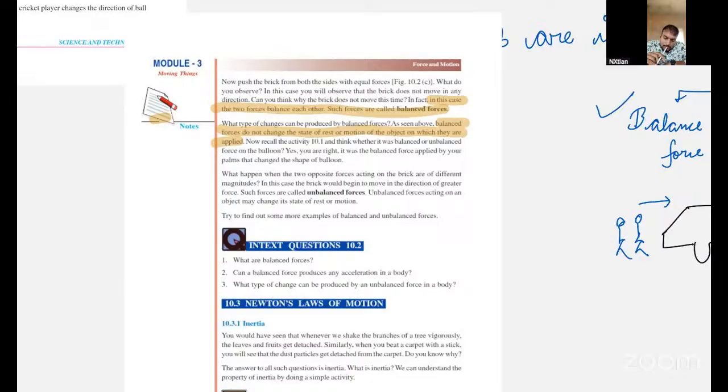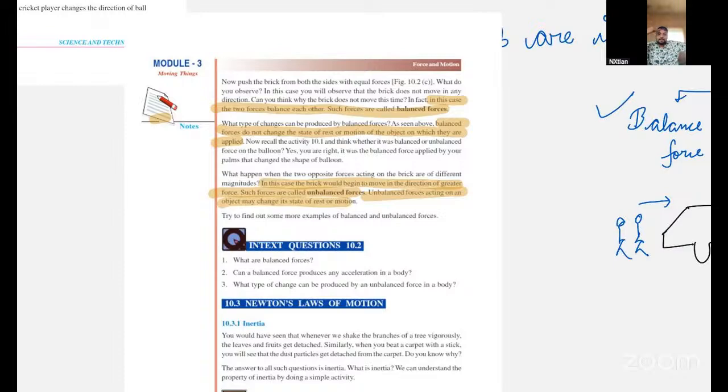Yes, you are right. It was the balanced force applied by your pump that changed the shape of the balloon. What happens when the two opposite forces acting on the brick are of different magnitudes? In this case, the brick will begin to move in the direction of the greater force. Such forces are called unbalanced forces. Unbalanced forces acting on an object may change its state of rest or motion.